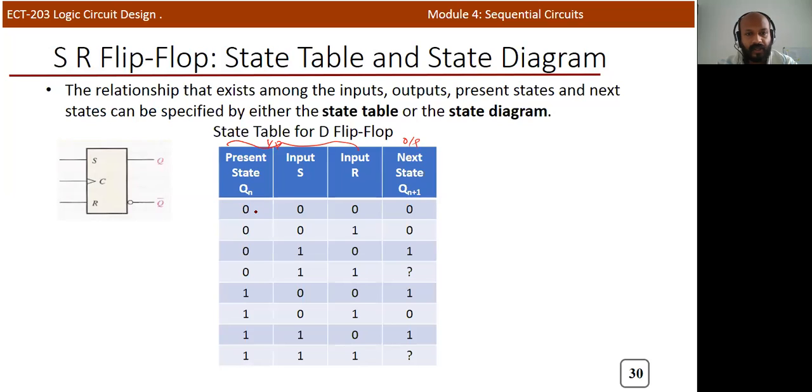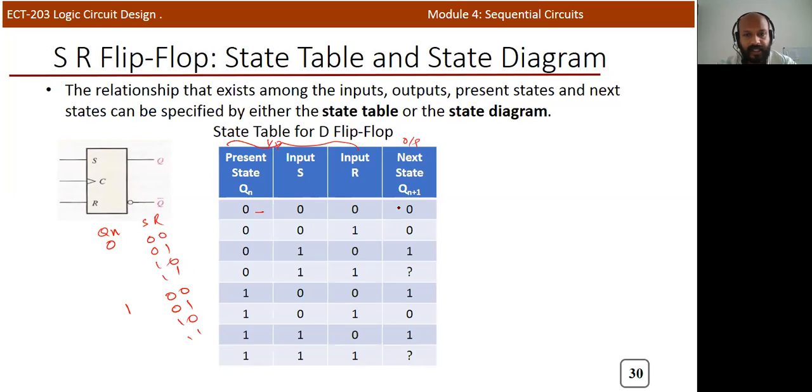So when Q1 is equal to 0, you need to consider 4 possibilities: 0 0, 0 1, 1 0, 1 1. And similarly when Q1 is equal to 1, again you need to consider 4 possibilities.